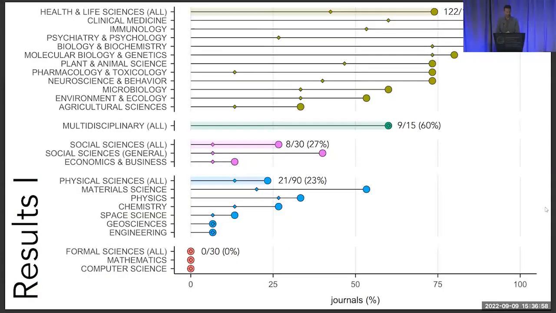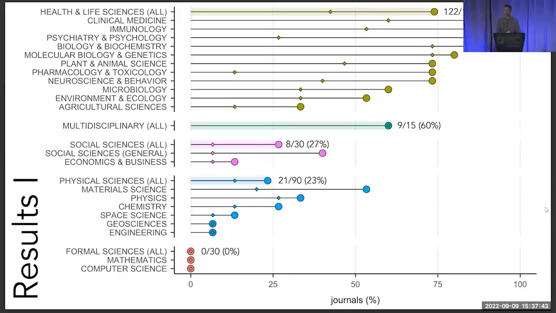On this graph, you can see the proportion of journals that provided statistical guidance in each of the 22 scientific disciplines. The disciplines are also stratified into 5 higher level domains ordered by prevalence of statistical guidance. The summary statistics at the domain level are in the highlighted colors. The circles represent journals that provided any statistical guidance, and the smaller diamond shapes represent journals that had a dedicated statistical guidance section. So, for example, we have 122 of the 165, that's 74% of the health and life sciences journals providing statistical guidance.